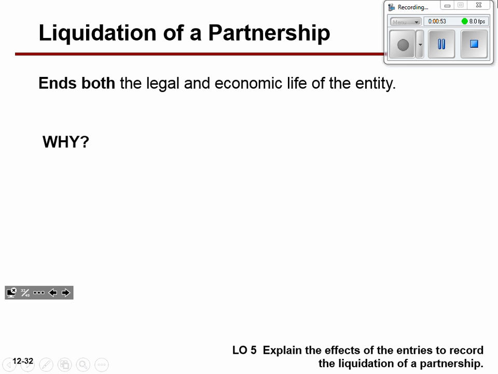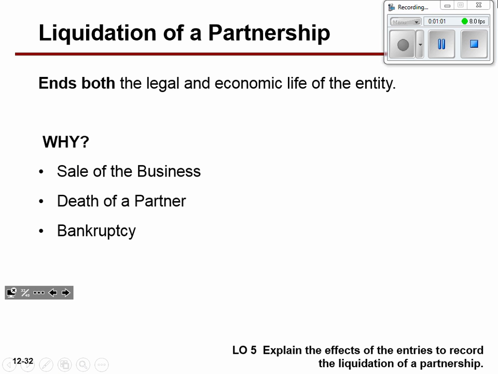The formal definition of a partnership liquidation is that it ends both the legal and the economic life of the partnership for 3 reasons. Either the business is being sold, the unfortunate event of a death of one of the partners, or they're ready to file bankruptcy as a partnership. Those are the 3 most common reasons a partnership is liquidated. Again, the sale of the business, death of a partner, or bankruptcy.